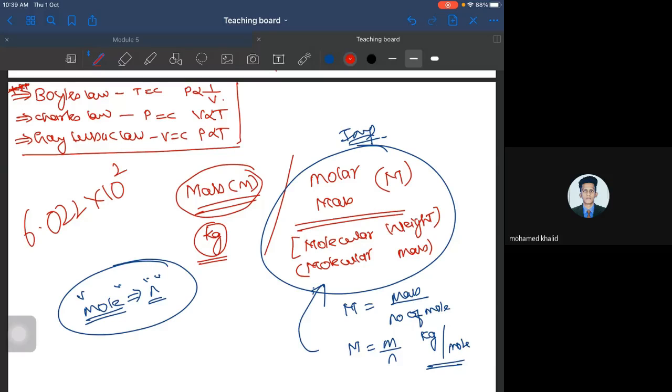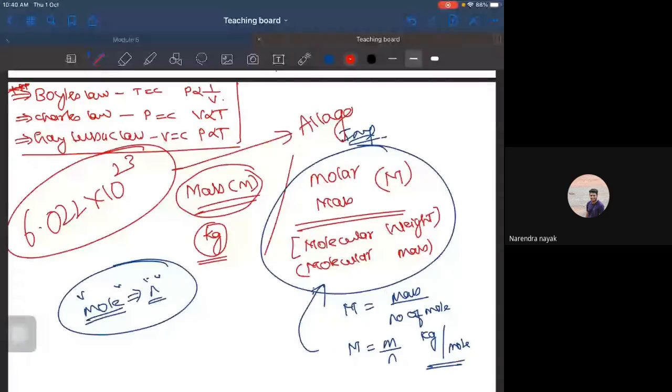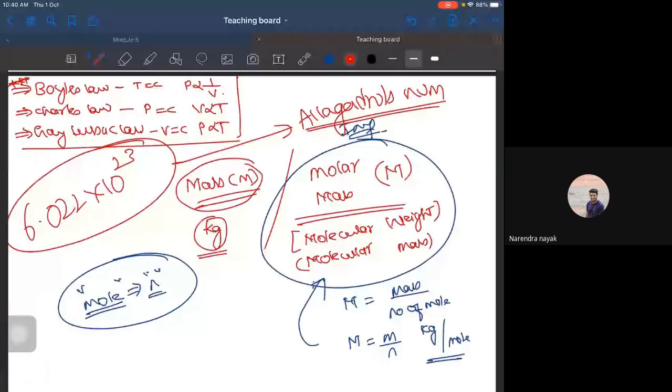Okay, so I was talking about the mole. Now, 6.022 into 10 to the power of 23. Hope you have heard this number. Avogadro number. Exactly. So this is called Avogadro's number, and it has a lot of significance here. What is this Avogadro's number? It is the number of particles.